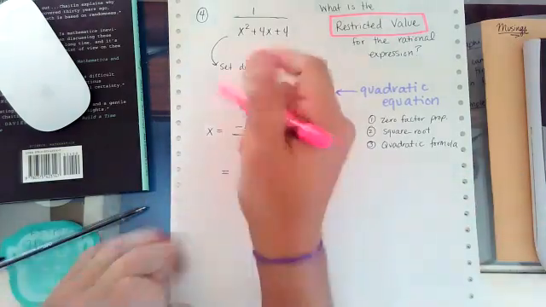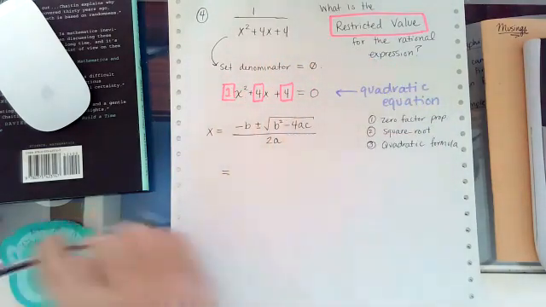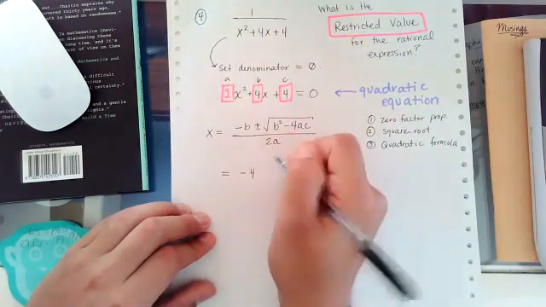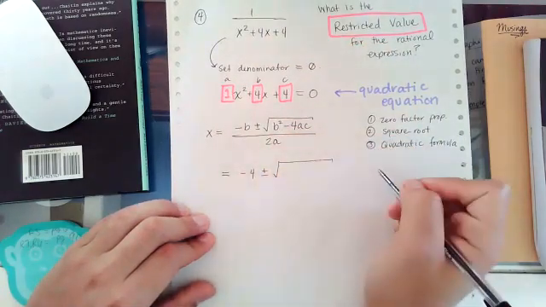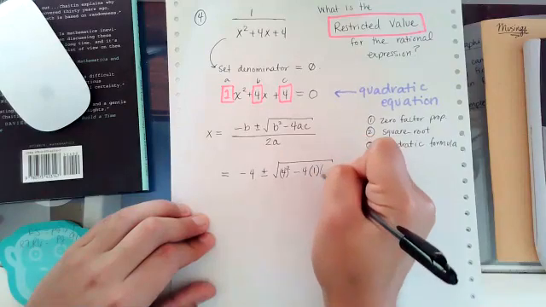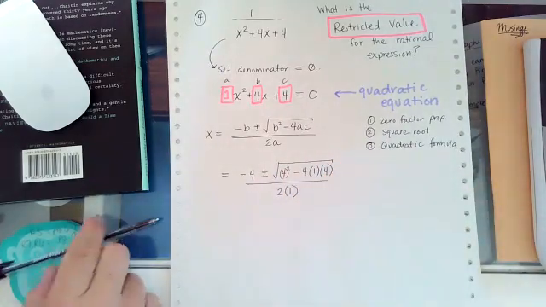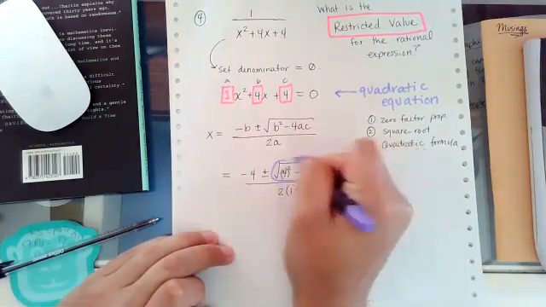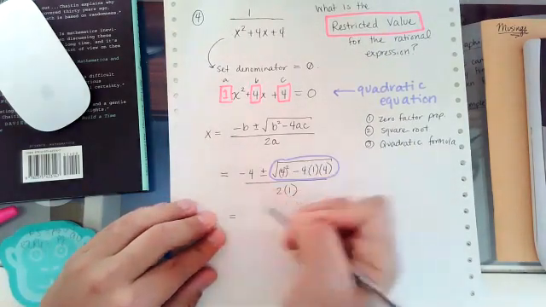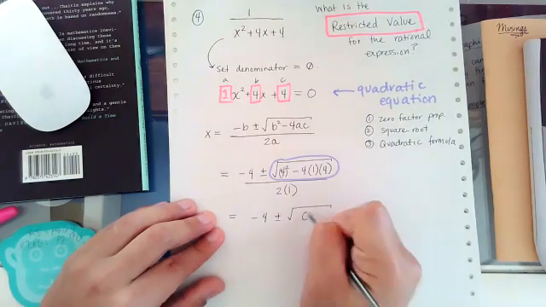Okay, so the values here are 1, 4, and 4. So this is going to be A, B, and C. So we have negative 4 plus or minus the square root of 4 squared minus 4 times 1 times 4 all over 2 times 1. Then we go ahead and simplify the radical part first. So this would be 16 minus 16. Okay. So 16 minus 16 would be 0.